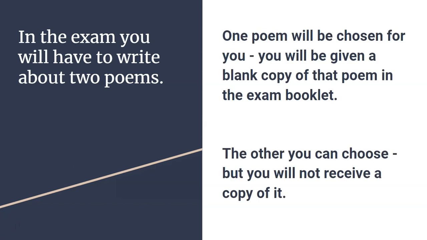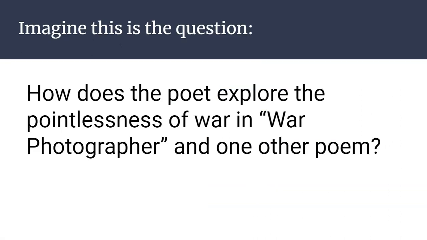So one of the poems will be chosen for you. You go into the exam, you open it up, you turn to the poetry section, and the question will have already chosen one of the poems for you. You'll get a blank copy of that in the exam booklet, so you can annotate that. You won't have to panic about remembering lines from that because you'll have it there. The other poem that you'll have to write about in the same question, you can choose, but you don't have a copy of that. That poem is up to you. What you think the best other poem is to put next to that one.